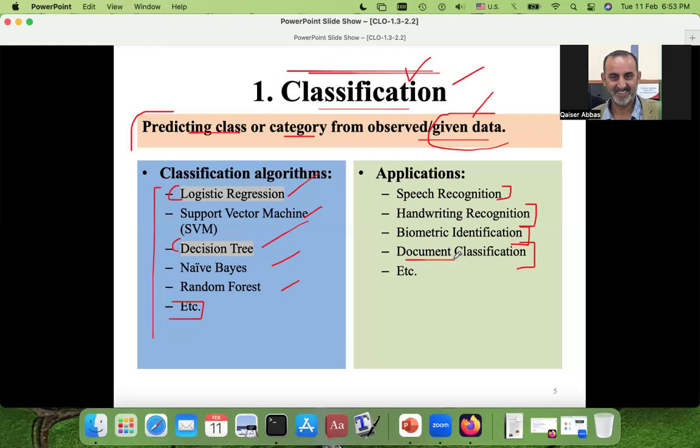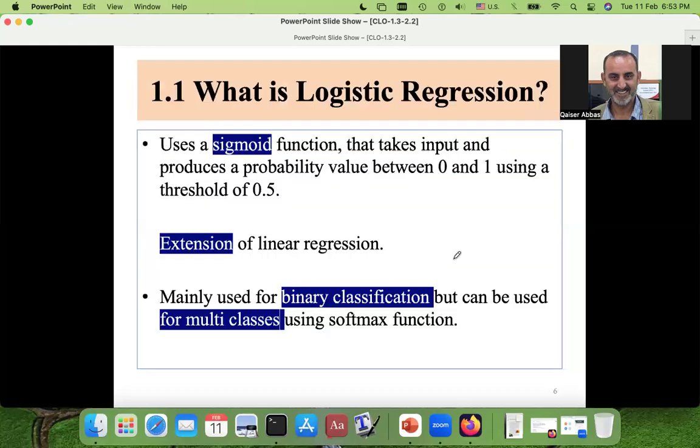Anyhow, so these are the applications. This is the general information. Now we are moving towards the first supervised learning technique, which is mainly in the category of classification: logistic regression.